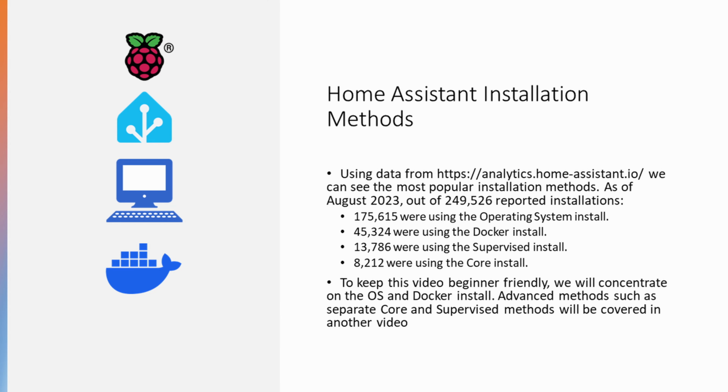Using data from the Home Assistant Analytics website, we can see the most popular installation methods. A considerable majority are using the OS method, followed by Docker. The more advanced methods, Supervised and Core, have a much lower number of installations. Therefore, to keep this video beginner friendly, we will concentrate on the OS and Docker install. Advanced methods such as separate Core and Supervised methods will be covered in another video.